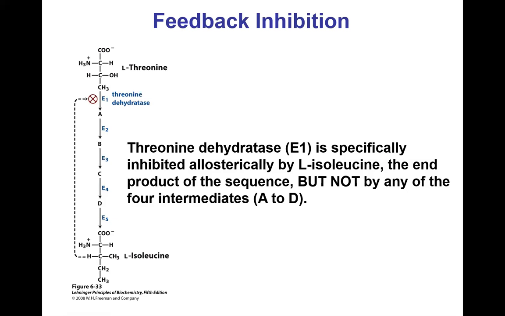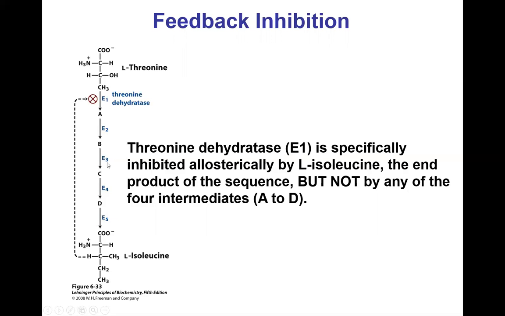But after a while, they may not need L-isoleucine. They may not need it for whatever protein they are trying to make or whatever they are trying to do with that isoleucine. The concentration of L-isoleucine will rise in the system. And once the concentration of L-isoleucine rises because it is not being utilized, it will go and bind to the first enzyme in the pathway, which in this case is threonine dehydratase, E1. Threonine dehydratase is the first enzyme.